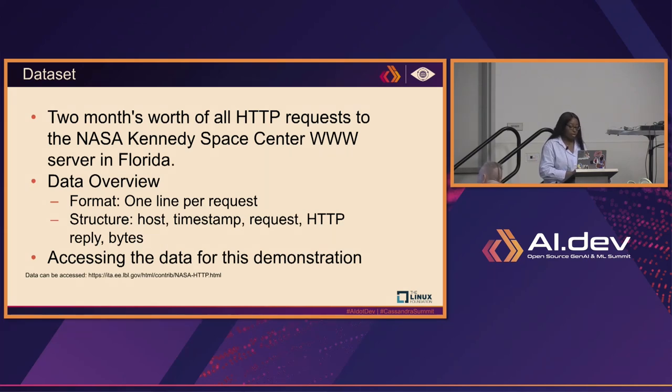And the logs come in unstructured format in an ASCII file, and they come in one line per request with four fields. We have the host, which is oftentimes a host name, but sometimes it can be an IP address as well. And then we have the timestamp, which is a typical day, month, year format, but at the end of it, it has a time zone attached. And then we have the request, the HTTP reply code, and the bytes in the reply. So the total size of this is approximately 3.5 million requests.